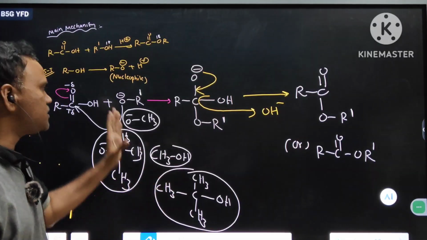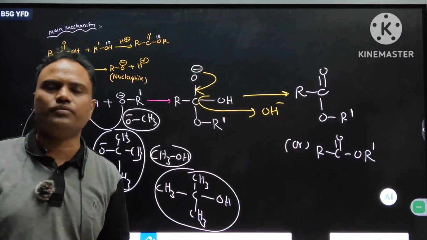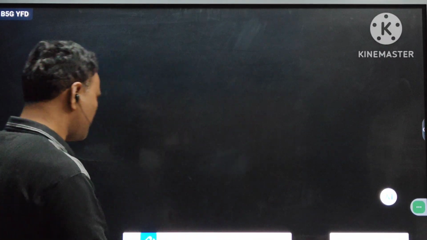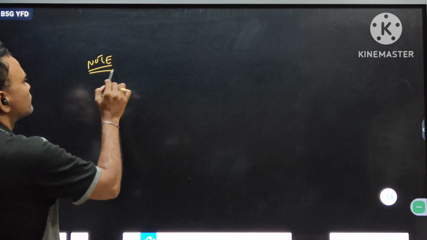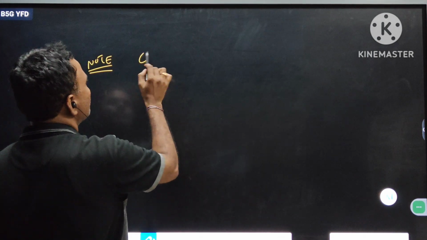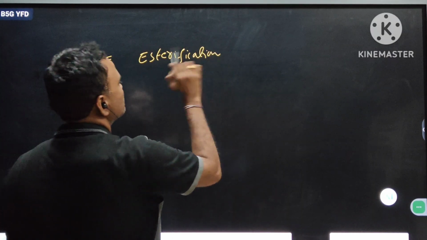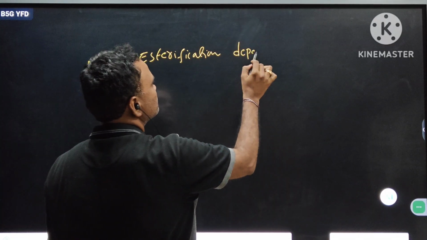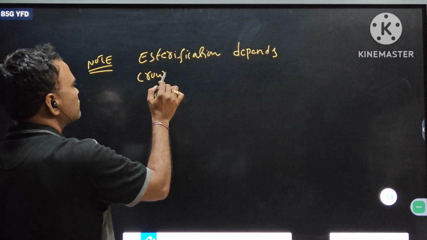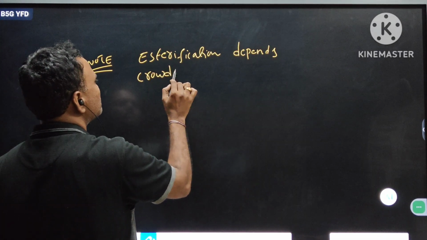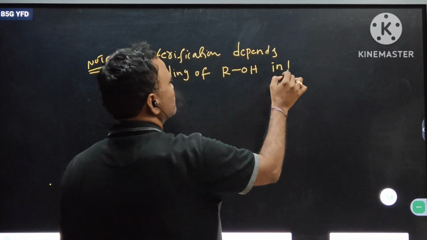Clear? If you do not understand this concept, I'll give you one relation. Just remember that relation. That is enough. Clear? Now keep one statement, all of you note it down. Esterification depends on, or is related to, the crowding of alcohol in the following way.